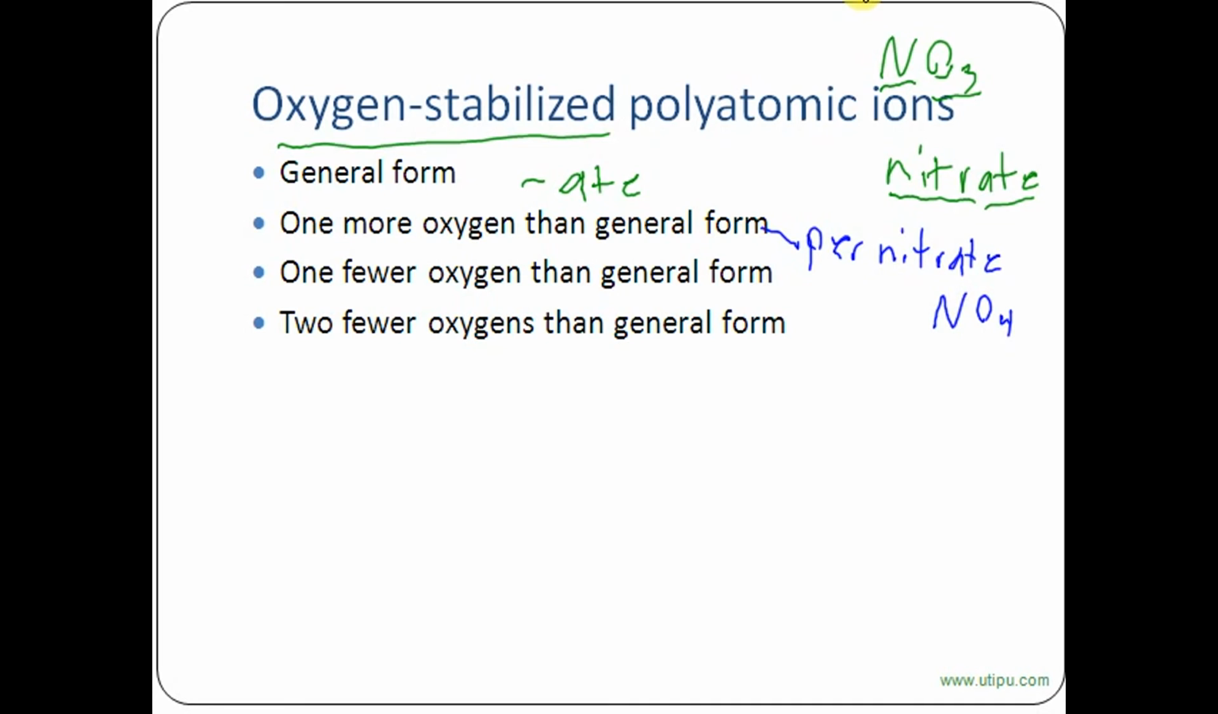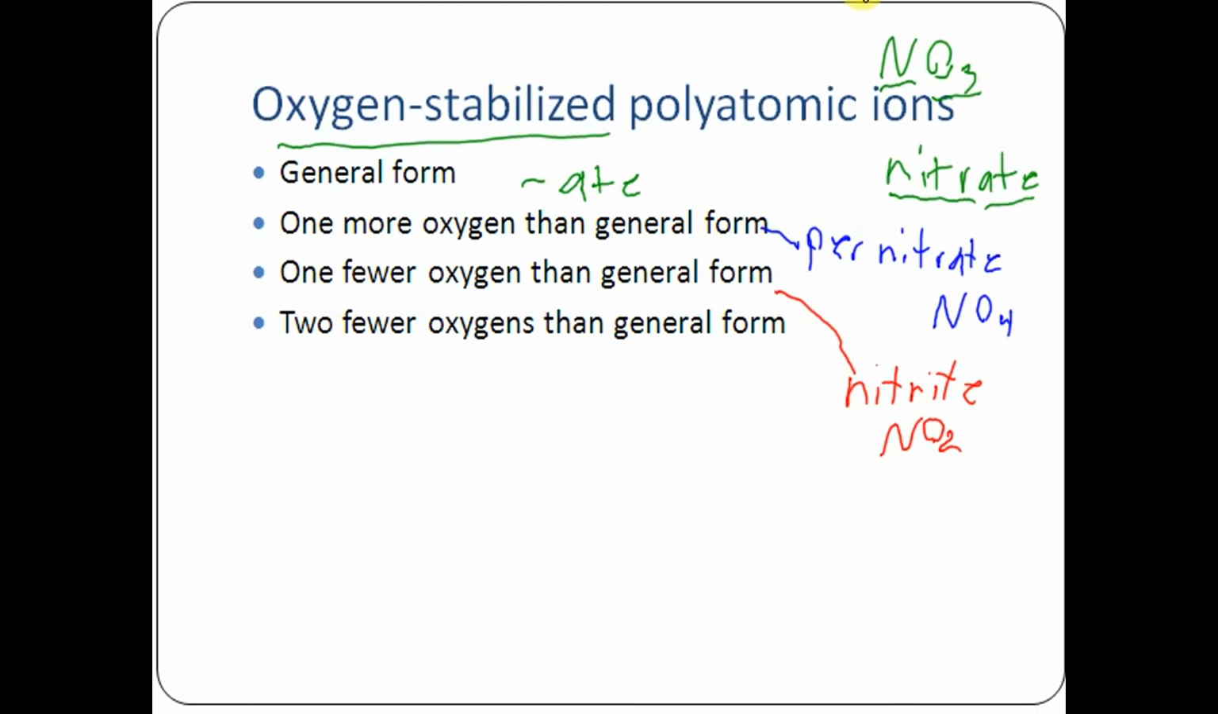Now on the other hand, if it had one fewer oxygen, that would be number 23 on your nomenclature guide. If it says one less oxygen than the "ate" form, the ending is changed from "ate" to "ite". And so instead of nitrate, this becomes nitrite. And nitrite would just be, instead of NO3, NO2. It's lost one oxygen from the "ate" form. And so one fewer oxygen is nitrite.